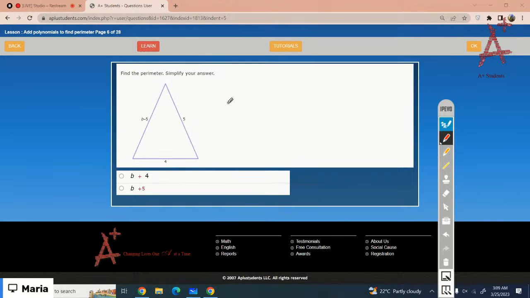Okay, the next one is find the parameter. So for parameter, you have to add all the side lengths. It would be V minus 5 plus 5 and plus 4. So 5 minus 5 makes 0. So you're left with just V plus 4. Got it? The correct option is V plus 4.